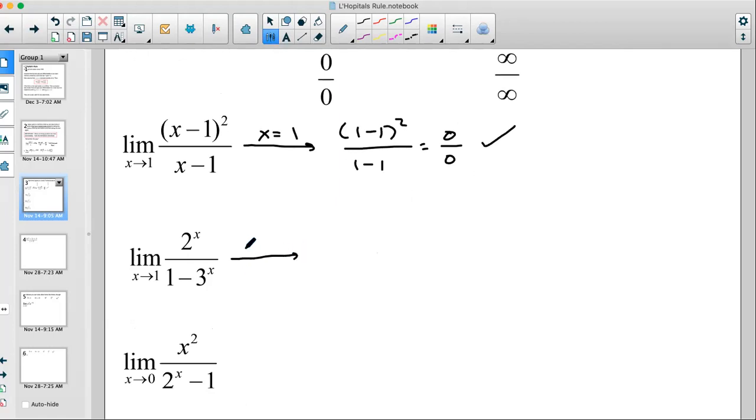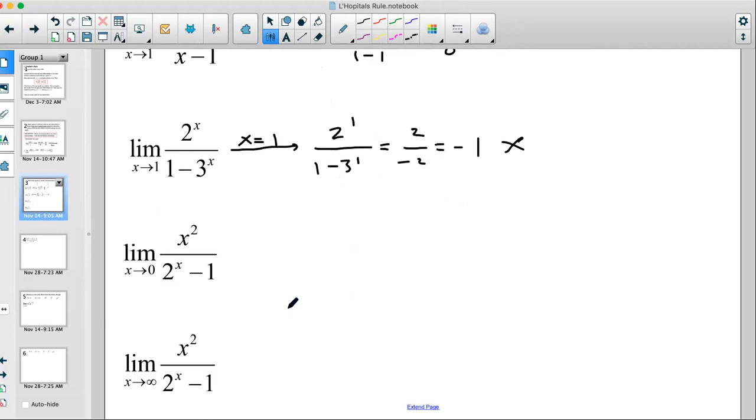So x equals 1 again. I plug it in and I get 2 to the first over 1 minus 3 to the first. That's 2 over negative 2, which is equal to negative 1. So this is not an indeterminate form. And honestly, once you plug in the 1 here and you see a 2 on top, you know it's not indeterminate, because it's got to look like 0 over 0 or infinity over infinity to be indeterminate. And 2 is not either 0 or infinity. So once you get something on top that's not 0 or infinity, you know this is not going to be an indeterminate form.